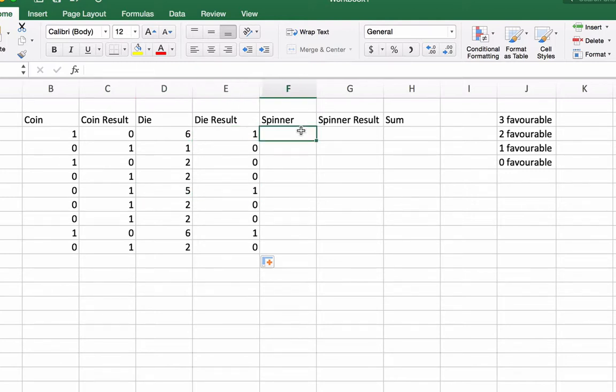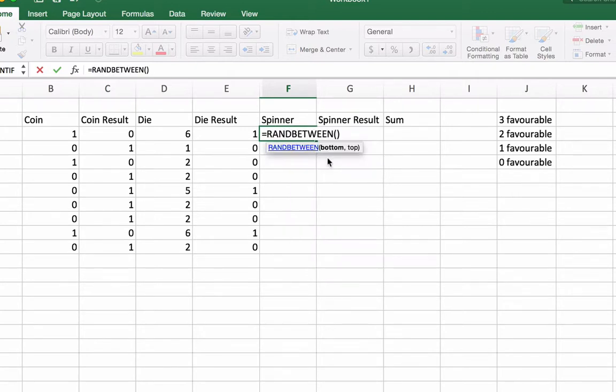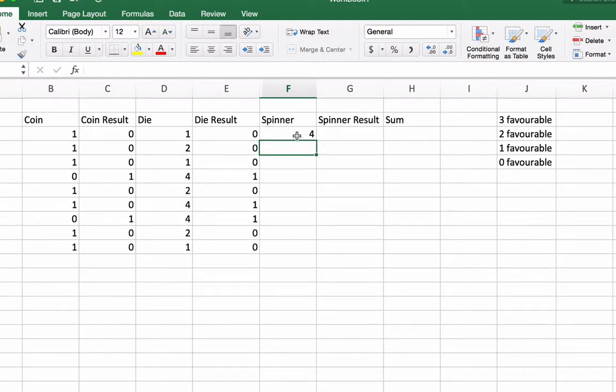So now for the spinner, we got 5 outcomes. So I'm going to say equals RANDBETWEEN, and the bottom number will be 1, and the top number will be 5. And recall, if you spin a green, then you lose, and if you spin any other color, then you win.